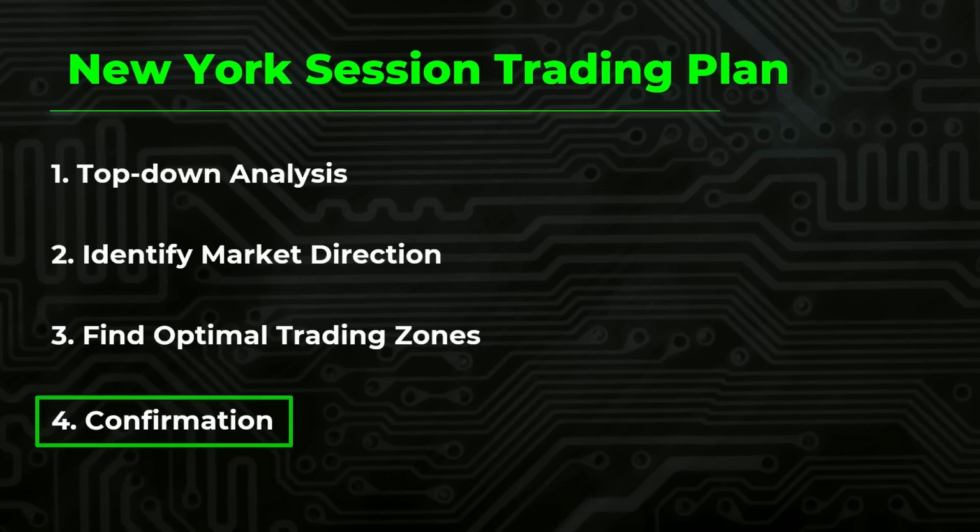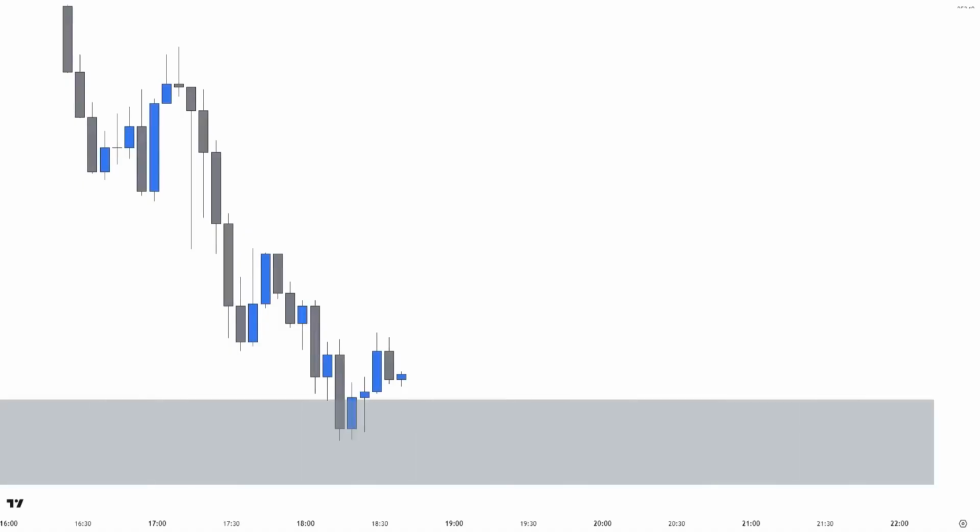Now, in the final step, we zoom into lower time frames, like 5 and 15 minutes, to look for confirmations if needed. For example, imagine that this area is an order block zone in a higher time frame.